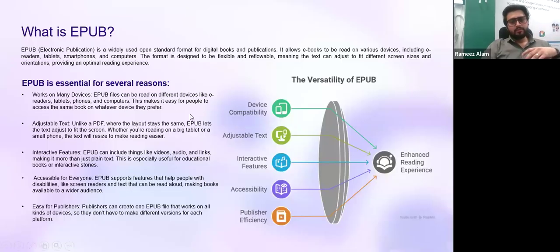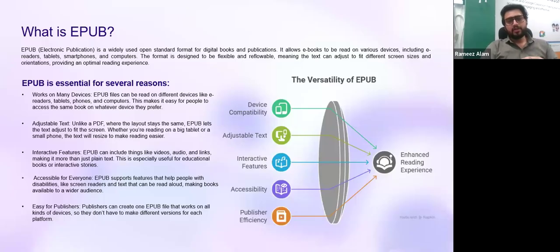And EPUB is essential for several reasons: device compatibility, adjustable text, interactive features, accessibility from anywhere, and publisher efficiency. It works on many devices. EPUB files can be read on different devices like e-readers, tablets, phones, and computers. This makes it easy for people to access the same book on whatever device they prefer.